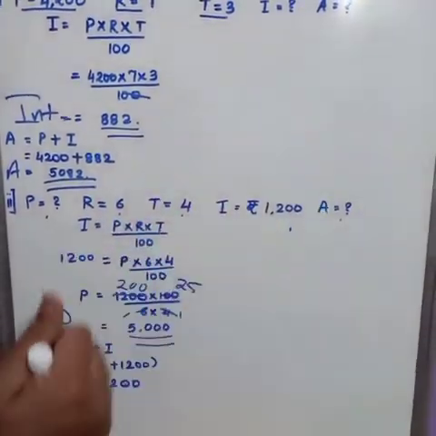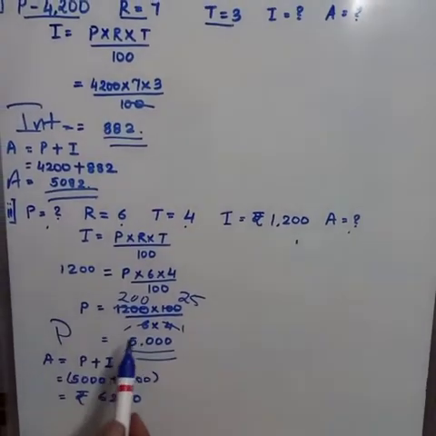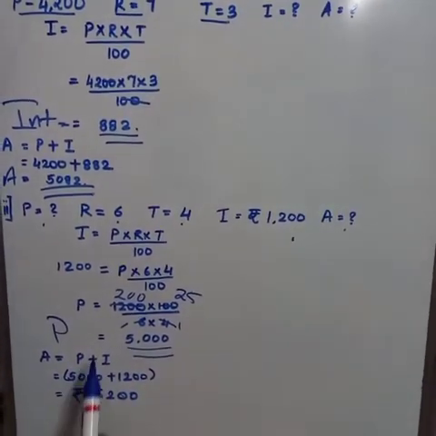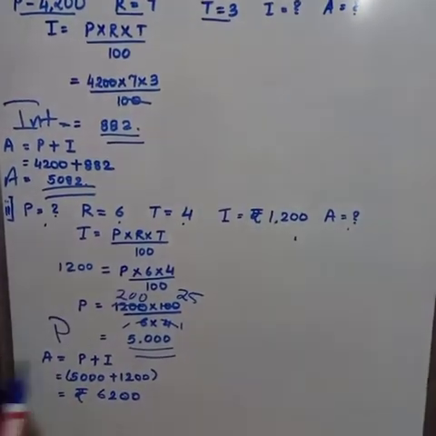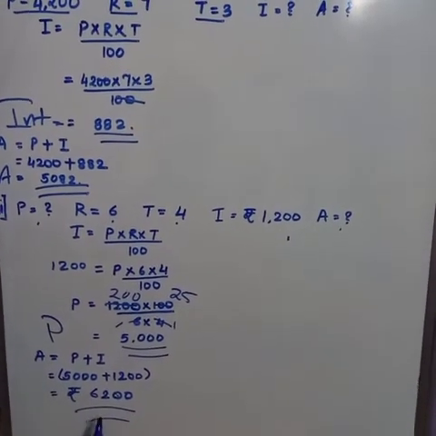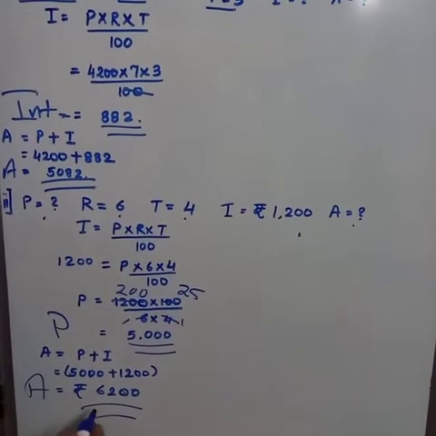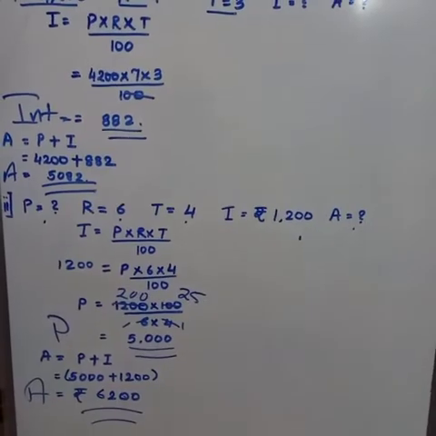And now we need to find amount, that is P plus I. Principal we found, that is 5,000 plus interest 1200, that comes up to 6,200. So our amount is 6,200 and our principal is 5,000.